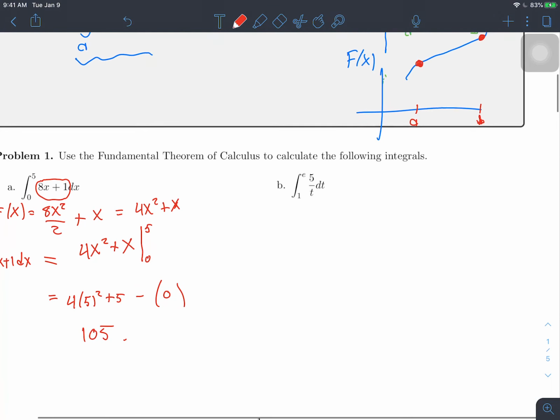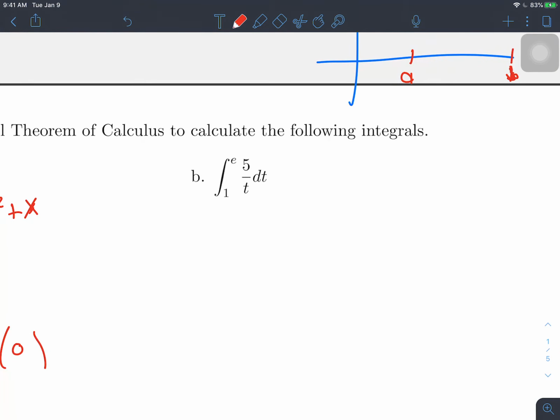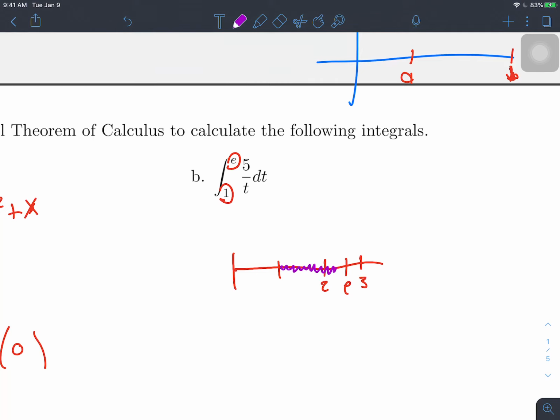Okay. Integral from 1 to e of 5 over t dt. Man, that would be a pain to try to estimate using Riemann sums, because we'd have to split up our interval from 1 to e. We'd have to make a number line with 1 and e on it, and here's 2 somewhere in here, and 3. We'd have to take this interval, this purple thing, and split it up into n equal parts, which would have length like e minus 1 over n, and it would just be miserable. It'd be a terrible experience.